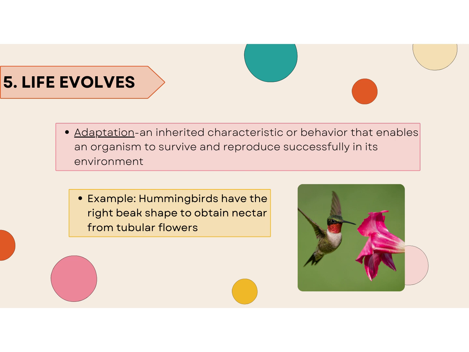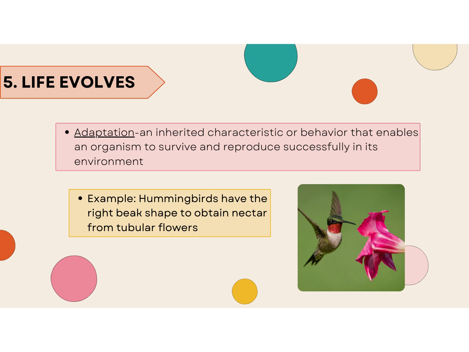And number 5, life evolves. This simply means that life changes, and organisms will begin to adapt to the changes in their environment as a population over a long period of time. So, what is an adaptation? An adaptation is an inherited trait or characteristic or behavior that enables an organism to survive and reproduce successfully in its environment. For example, hummingbirds.